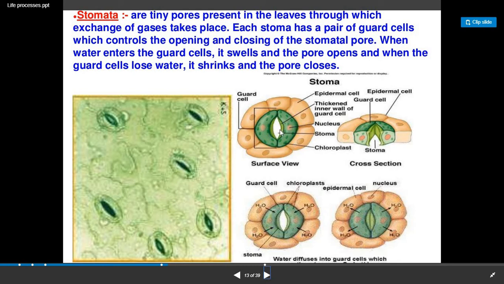Here the pore is known as the stomatal pore. Surrounding the pore are the guard cells, and surrounding the guard cells the epidermal cells are there. This photograph you can observe in the microscope view. Here the original structure of the guard cell is shown. Whenever you take the TS section, or you can take the transparent epidermal peel of the leaf, then you can observe such stomata structure.